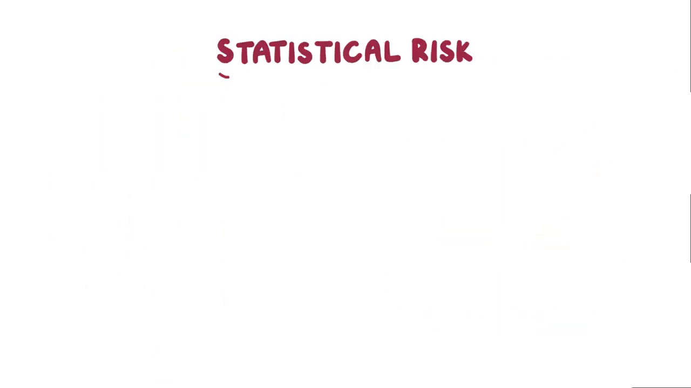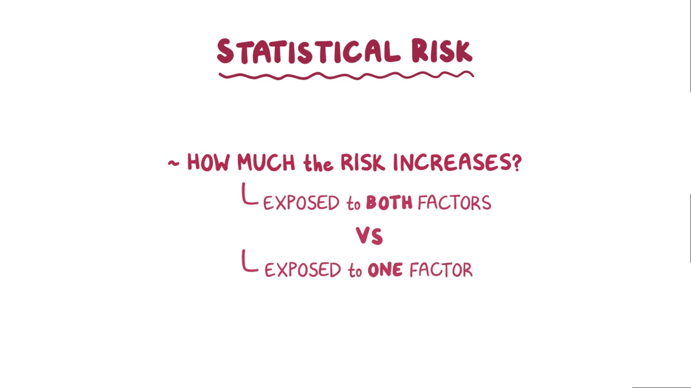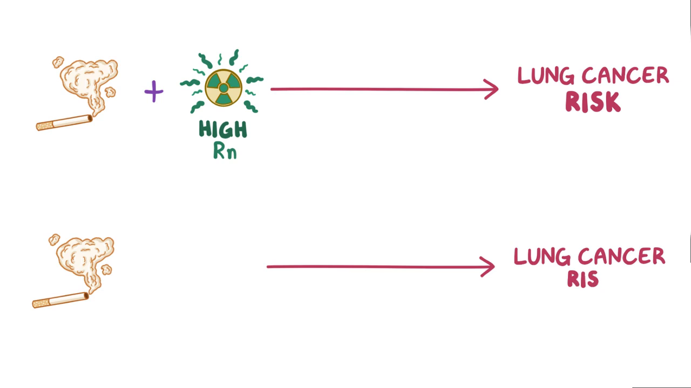Statistical interaction can help us figure out how much the risk increases for people who are exposed to both factors compared to people who are exposed to one factor or the other. Statistical interaction can be assessed by comparing the effect of one exposure on the outcome in each strata or level of the other exposure. For example, you could figure out how smoking affects the risk of lung cancer among people exposed to high levels of radon, and how it affects the risk of lung cancer among people exposed to low levels of radon. To do this, you might start by looking at the crude or unstratified effect.